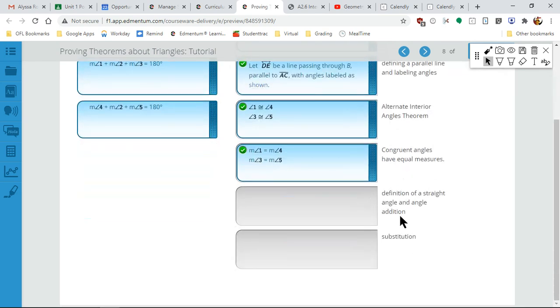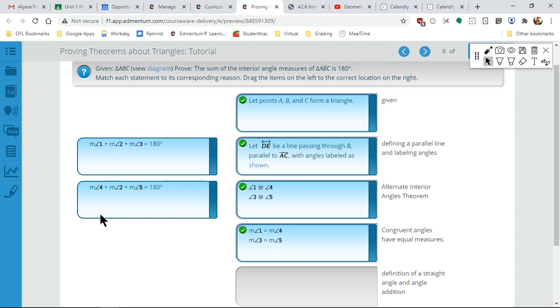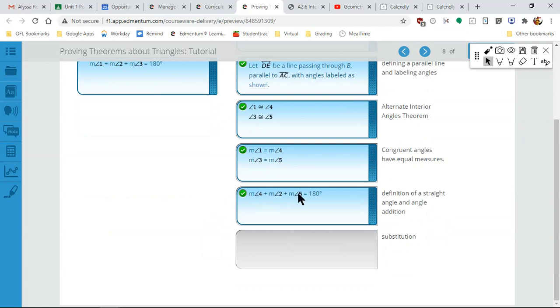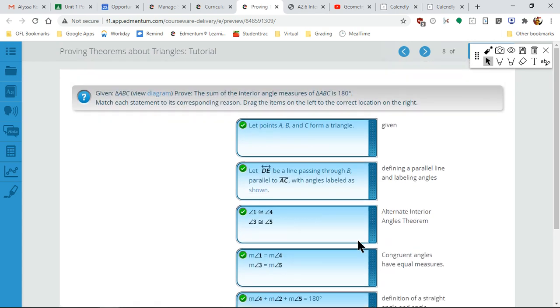All right, so the next thing is defining a straight angle. A straight angle is a straight line. So when we're talking about a straight line, we're talking about 4, 2, and 5 equal 180. As we look at this, we're saying that 4 is equal to 1, so we can replace 4 with 1, and we can replace 5 with 3. That's how we get this 1, 2, 3 substitution.